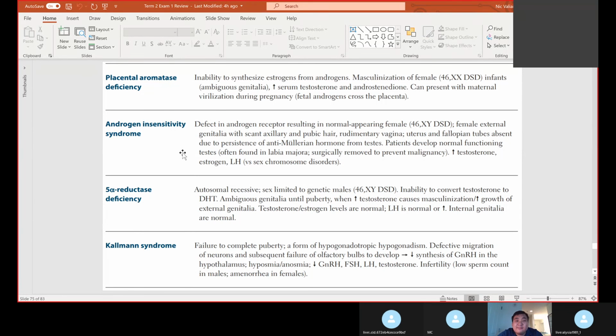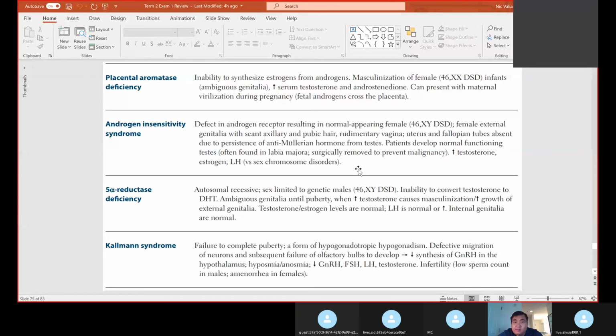Don't forget the alternative names. 46XY DSD, androgen insensitivity syndrome. 46XX DSD, placental aromatase deficiency. Another high yield, 5-alpha reductase deficiency, 46XY DSD. This is your inability to convert testosterone to a much more potent form, your dihydrotestosterone. What can we see? Ambiguous genitalia until puberty.